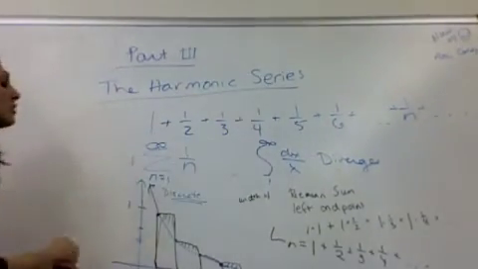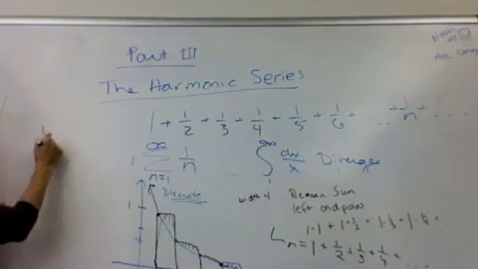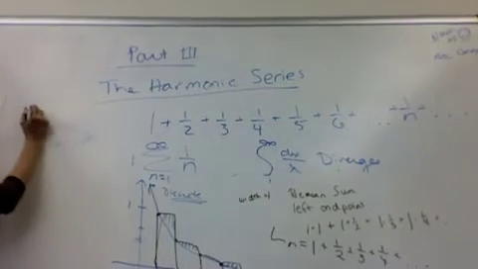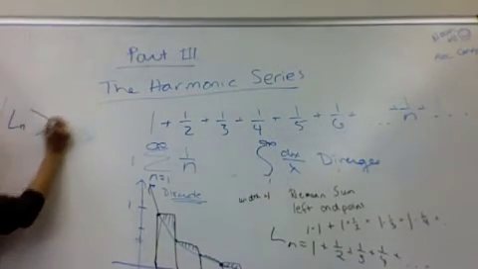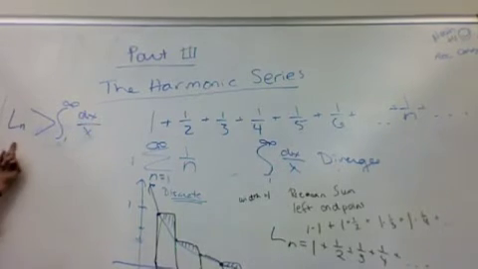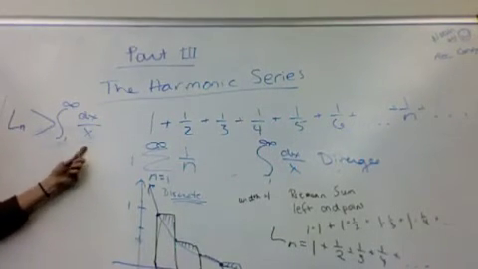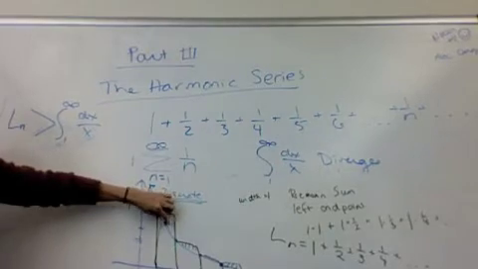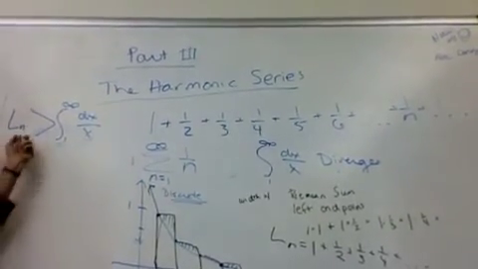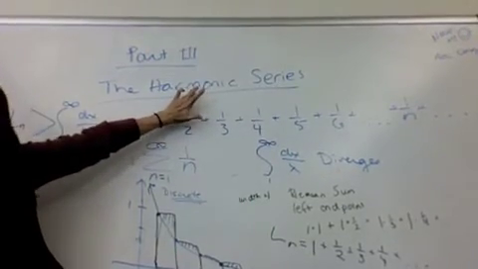Say that again, I missed it. You proved that this is larger. L sub n is larger than the integral of 1 dx over x. It's bigger than something that we know diverges, because those rectangles hang over the curve. Makes so much sense. And that ln is the harmonic series exactly.